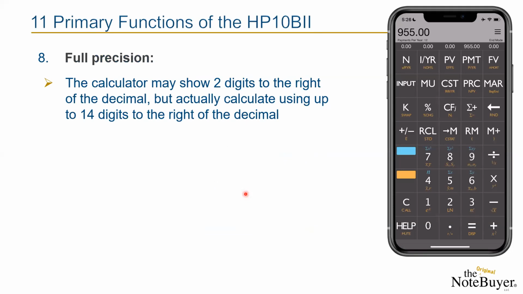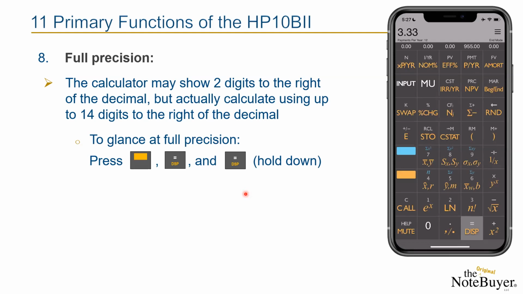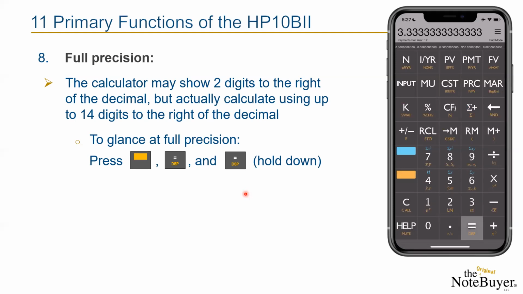So even though the calculator is just showing 2 digits to the right of the decimal, I'm going to take 10 divided by 3, okay? And we see 2 digits. But the calculator is using a much longer number, okay? And if you want to see what this number is, all you have to do is press Shift and then this display button there, and then equals. Just hit that twice. Look at that.